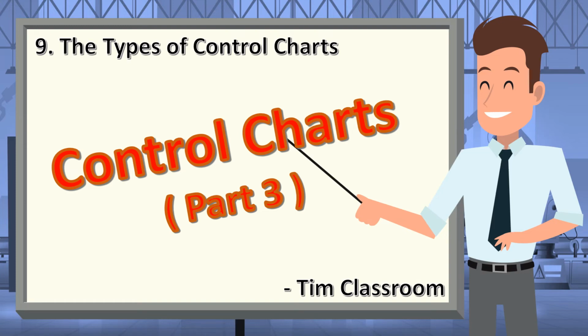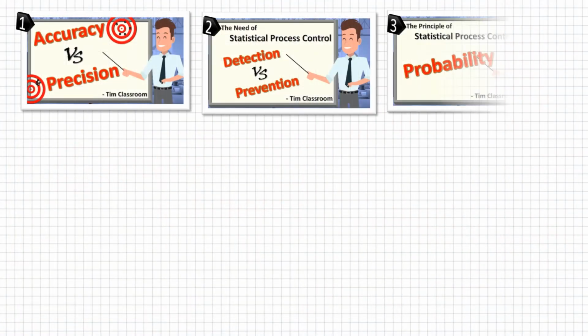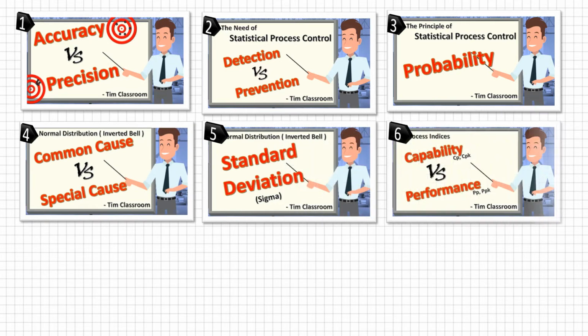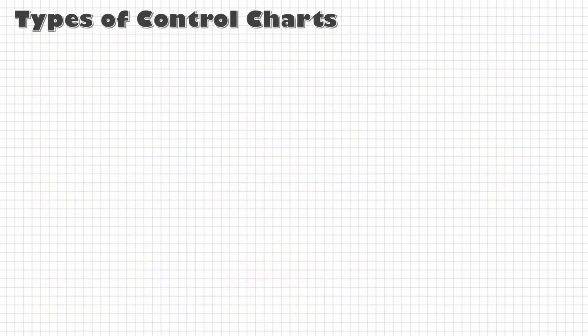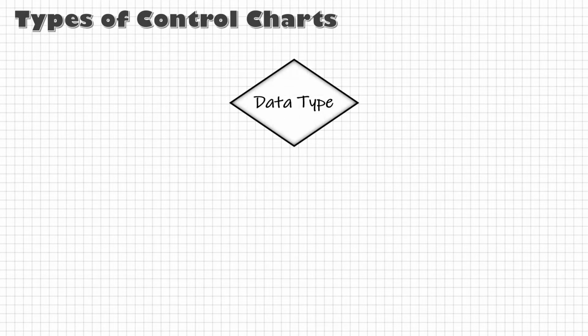Welcome back. So far we are already done with the understanding of SPC and the most widely used type of control chart, that is X bar R chart. But it is always good to know all the options. So here in this lesson we will go through other types of control charts. Let's begin.